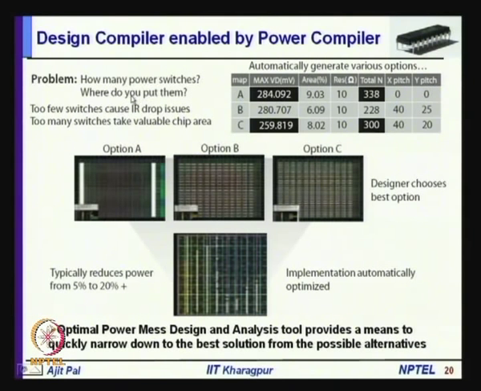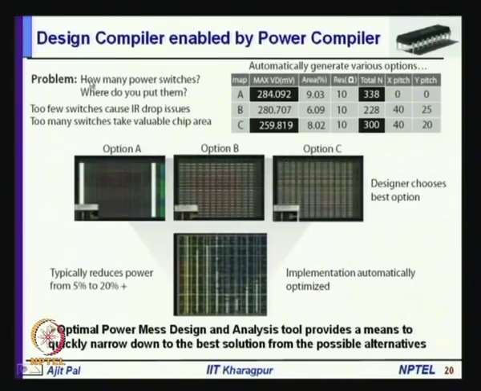Here the question arises, how many power switches are to be used? We are interested in reducing the number of switches, because if you add more switches, that will increase the area, and on the other hand, if you use fewer switches, that may lead to voltage droop as you draw larger current. So, here is a trade off between performance and area.